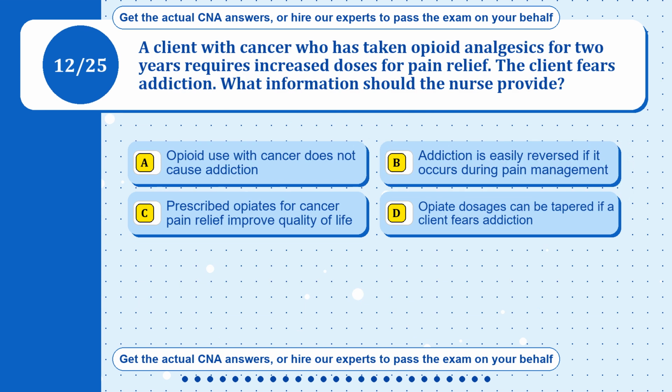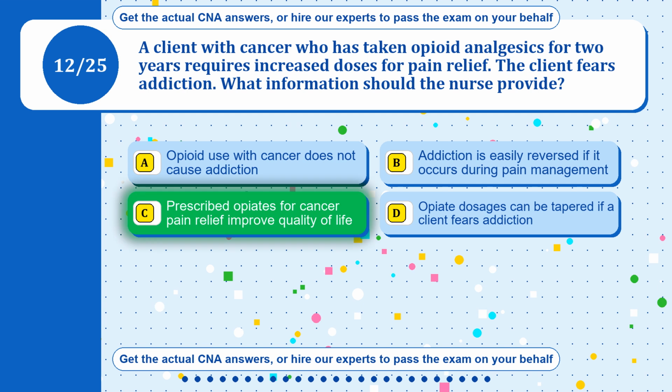Question 12. A client with cancer who has taken opioid analgesics for 2 years requires increased doses for pain relief. The client fears addiction. What information should the nurse provide? Option A, opioid use with cancer does not cause addiction. Option B, the addiction is easily reversed if it occurs during pain management. Option C, prescribed opiates for cancer pain relief improve quality of life. Option D, opiate dosages can be tapered if a client fears addiction.